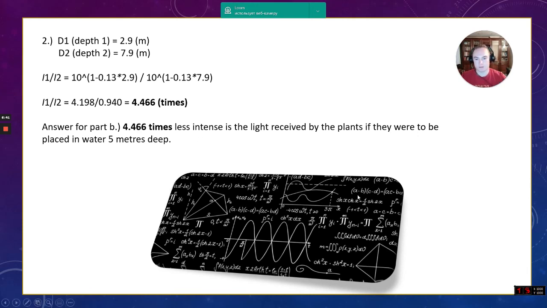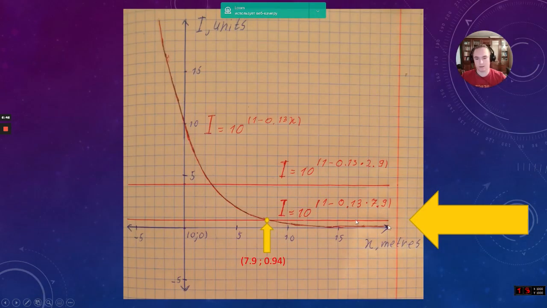Again, a nice picture, just not to make it look boring. And we have the second additional line, and the point of interception is 7.9 and 0.94. I've added this line, and this is our final graph. That's what we have got, and you can see how much it has changed within those 5 meters.